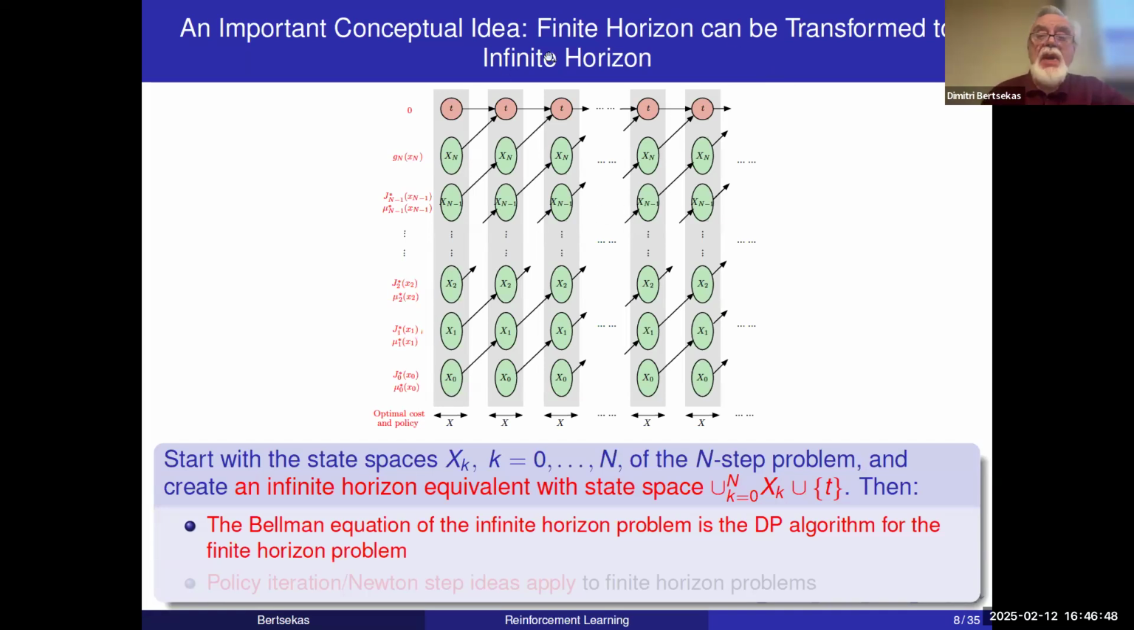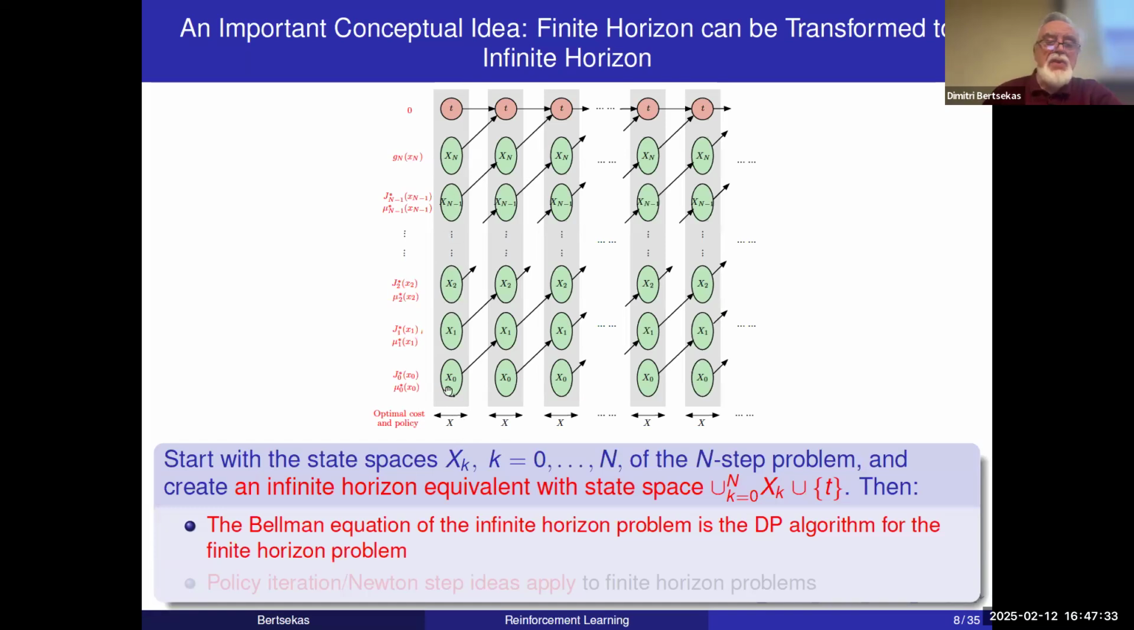Okay, so we have a finite horizon problem. How do we transform it to an infinite horizon problem? Well, the finite horizon problem has state spaces, X_0 for stage 0, X_1, X_2, up to X_N. These are the state spaces, and we form an infinite horizon problem whose state space is the union of all those plus a termination state at the end of the horizon, where we go there and stop there. We don't generate states anymore. Okay, so let's look at the structure here.